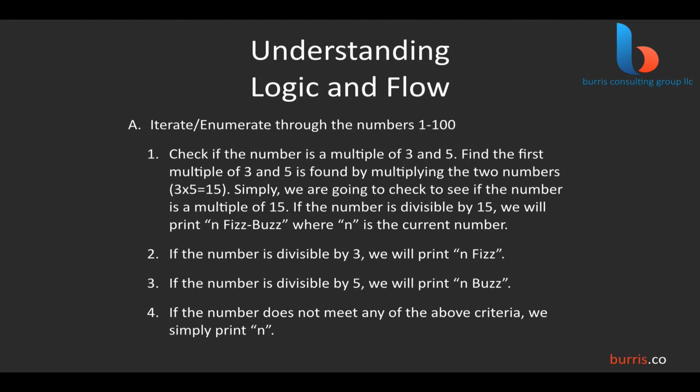Secondly, if the number is divisible by 3, we need to print the number n and fizz. Next, we're going to check and see if it falls through those tests. Then we're going to check and see if it's divisible by 5. We'll print n buzz. And then lastly, if none of those criteria are met, we're simply going to print the number.